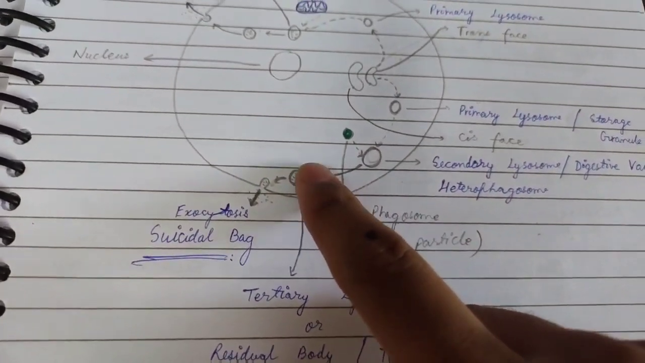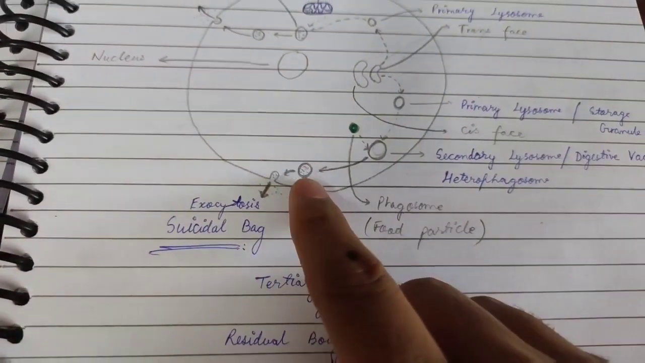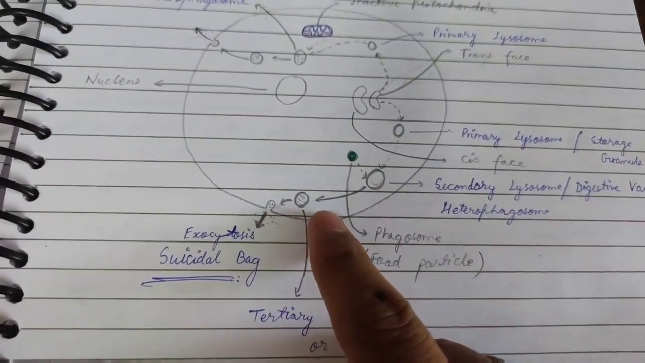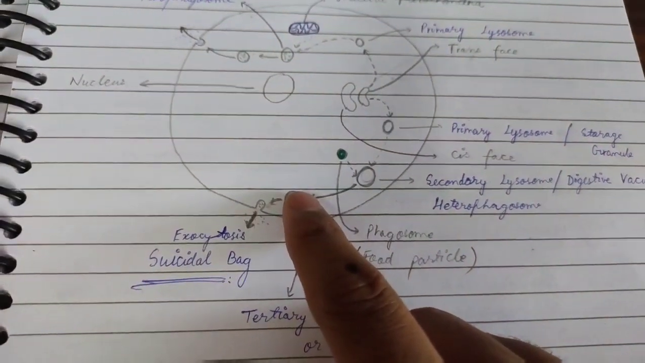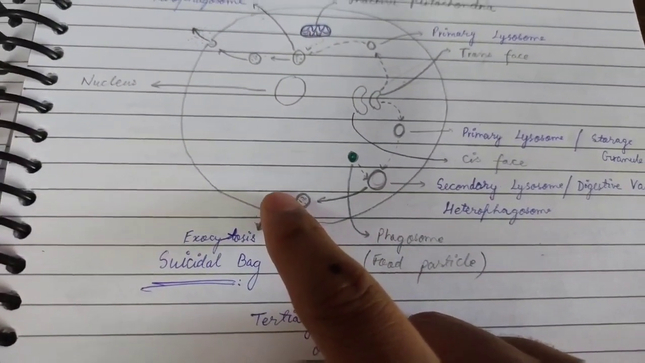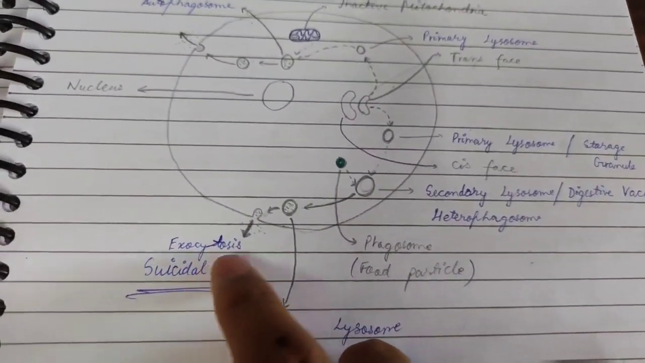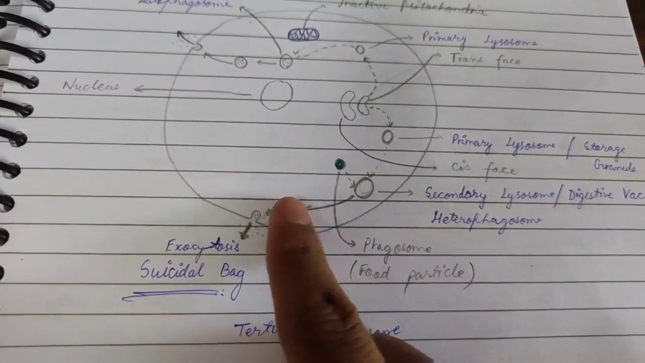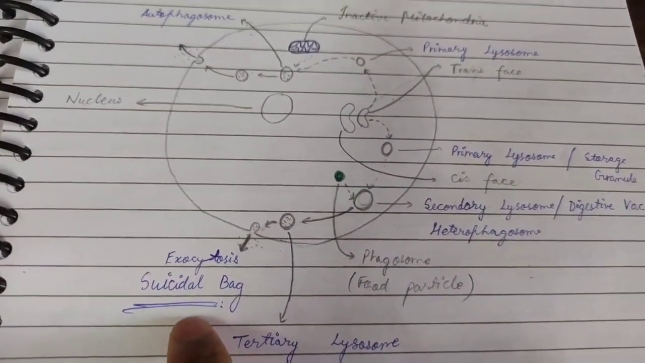Then it forms tertiary lysosome or residual body. There are some waste materials left, so it is known as tertiary lysosome or residual body. Then after that this waste material is thrown out of the cell through the process of exocytosis, and all the enzymes are secreted out, so that is why they are also known as suicidal bags.